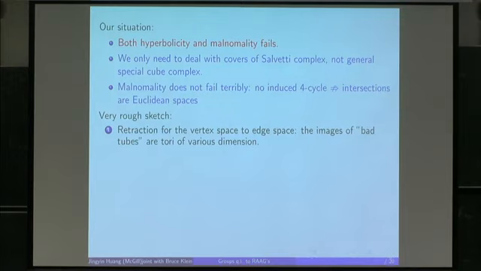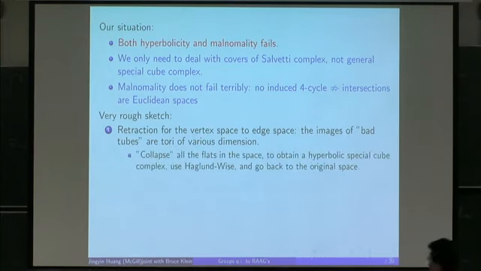trivial retraction image. So what we did is, since upstairs we have Euclidean spaces, downstairs the best we can hope for is that the image of these bad tubes are tori of various dimension. So basically, the general scheme is: if upstairs the overlap is something, then downstairs it should be that overlap modeled out by some co-compact group action. This is the first step of what we did. The strategy is basically we're going to collapse.